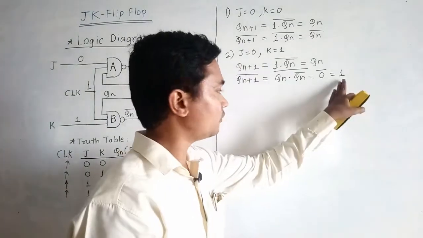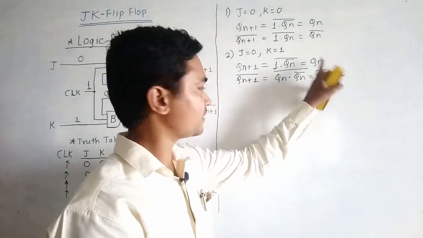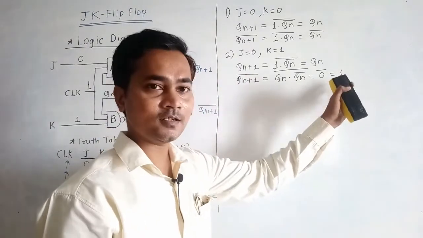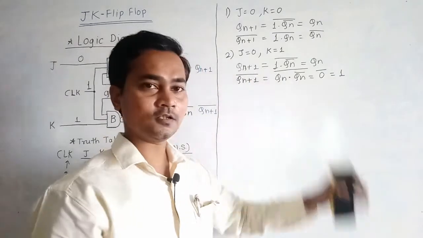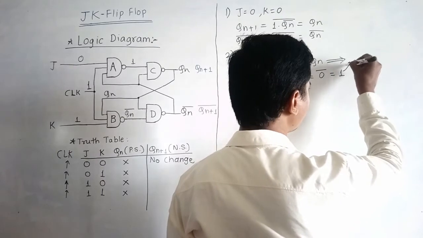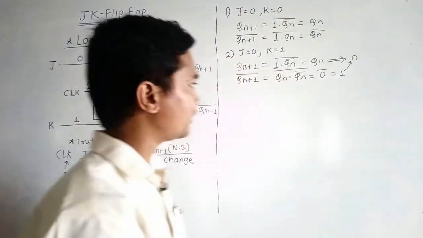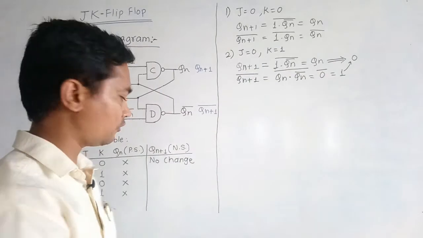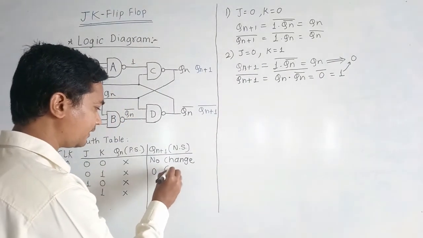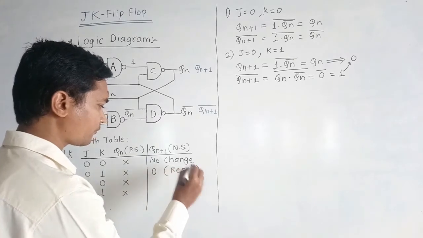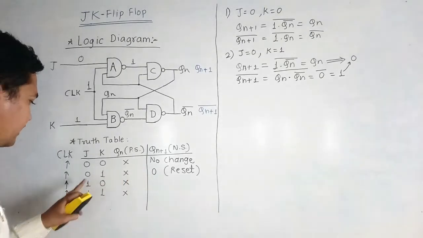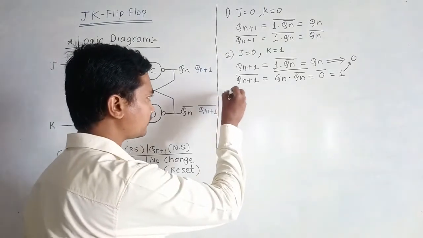So from this value we can imply the first input, that is Qn plus 1. If Qn plus 1 bar is equal to 1, then obviously Qn plus 1 must be 0. So here Qn plus 1 is equal to 0 when JK equal to 0 1. So 0 means reset condition. So this is about the second case. Third case is 1 0.